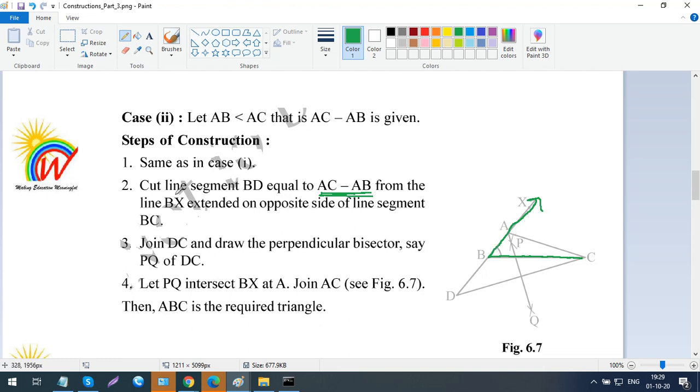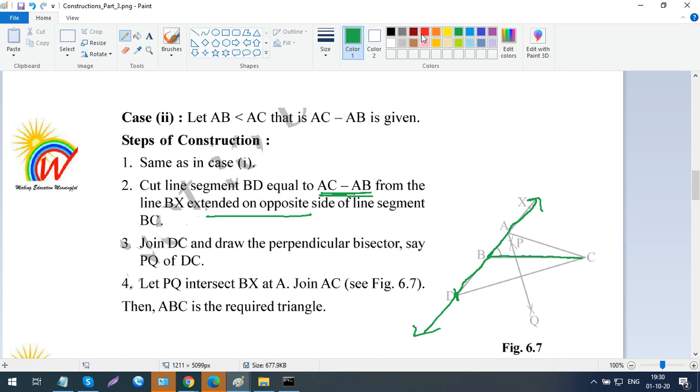See here what they are saying: cut line segment BD equal to this AC minus AB from the line extended on the opposite side. So when AC is greater than AB, you go downwards, extend the line downwards like this. Then you take the arc and cut an arc on this side. BD over here, and now join the CD.